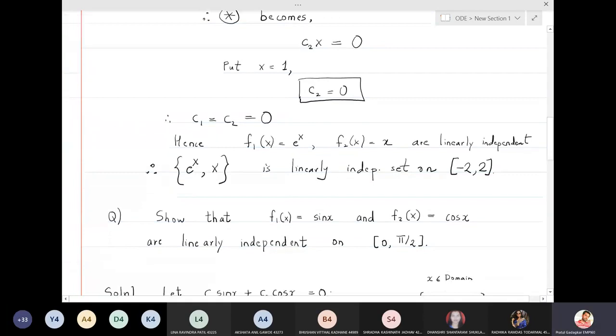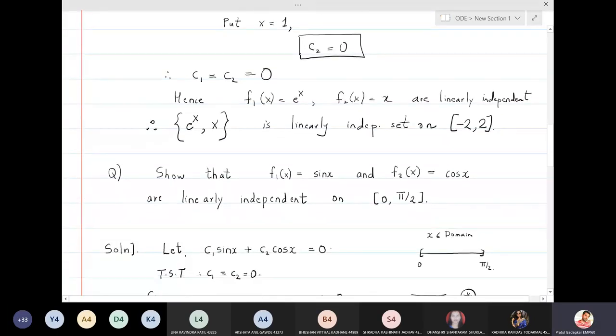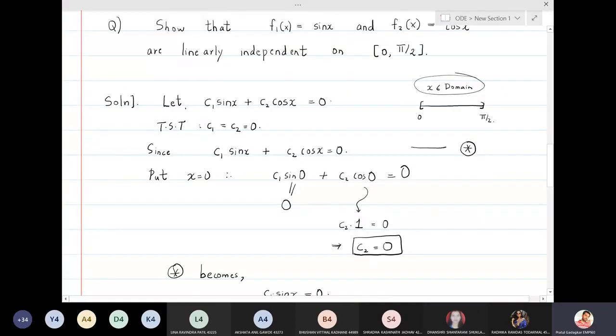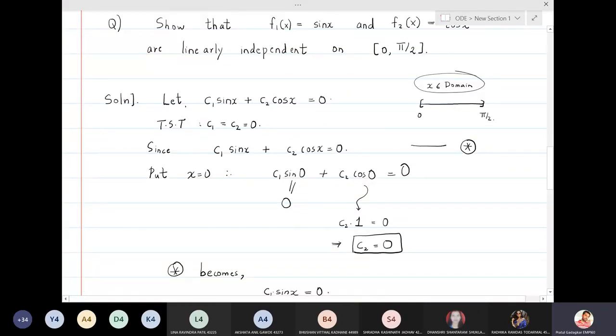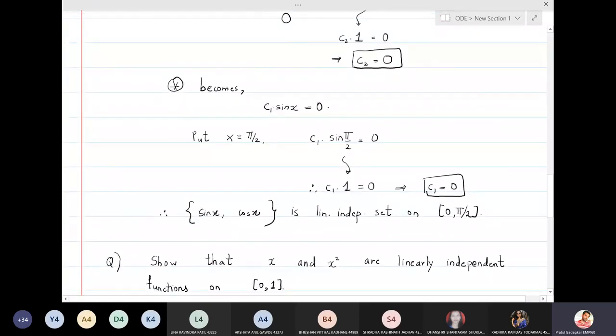In a similar way, we have also proved that sin x and cos x are linearly independent on the given interval 0 to pi by 2, meaning x can take values in the set 0 to pi by 2. Again, we have used the same logic. We have put x equal to 0 and then x equal to pi by 2, and you have got c1 and c2. You may use any other technique also. You may put some different x, get two equations, solve those two equations, and then you get the values of c1 and c2 as 0.